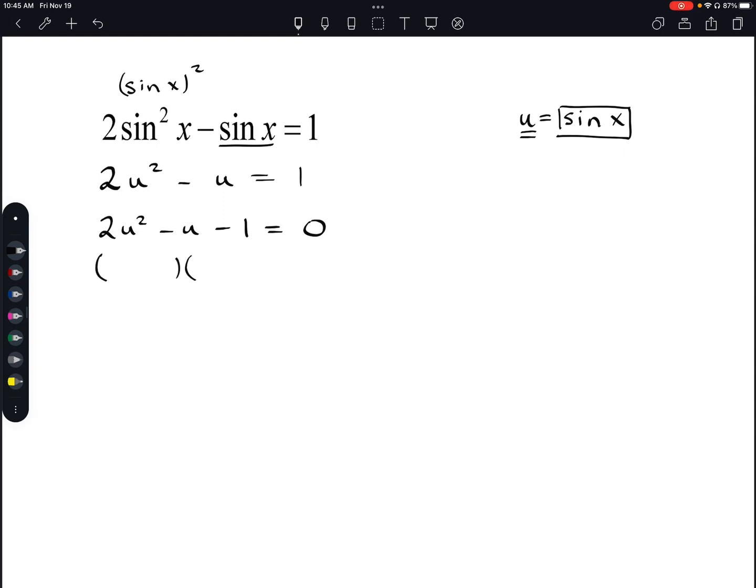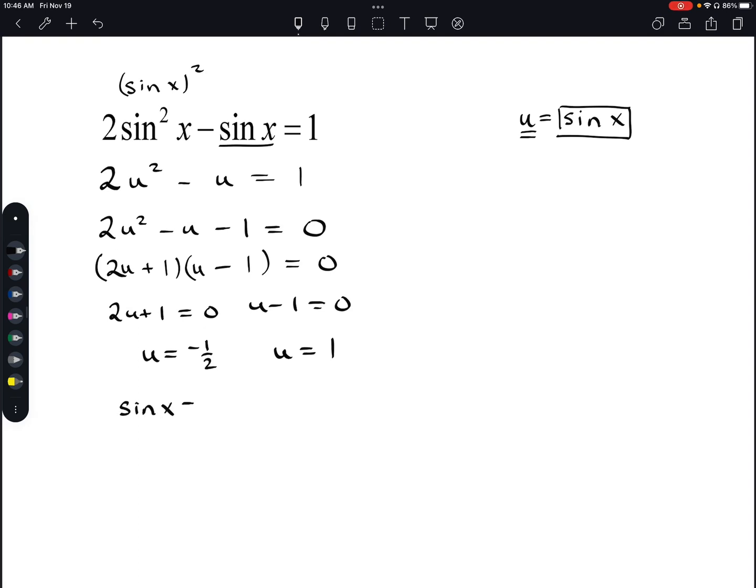We'll factor that. So we've got 2u, we have a u. We know these have to be 1, and since we need more negatives and positives, we need negative 2 plus 1. So we've got 2u plus 1 equals 0, u minus 1 equals 0. So u is going to equal negative 1/2, and u is going to equal 1. Okay, well now let's just take it and put our sine of x back in. We have the sine of x equals negative 1/2, and we have the sine of x is equal to 1. And now we can look at figuring out what our angles are that need to make these true. So we're still in that interval from 0 to 2 pi.